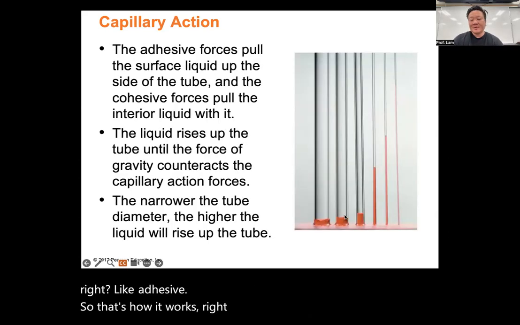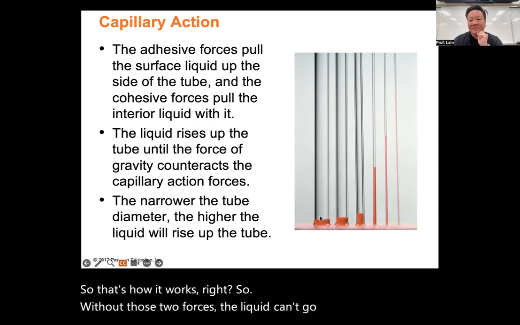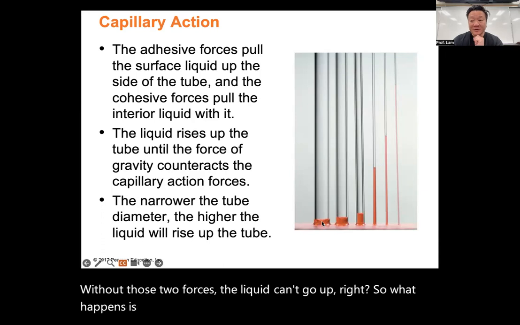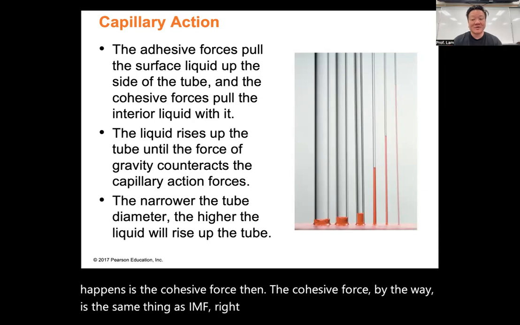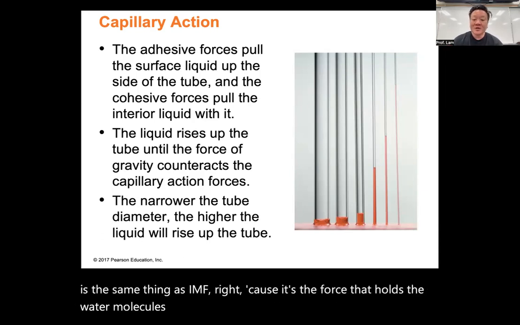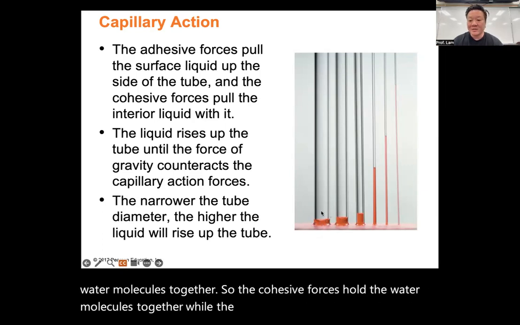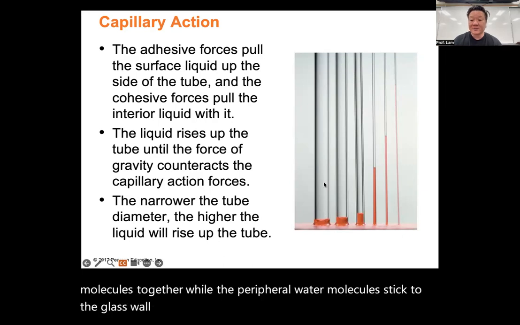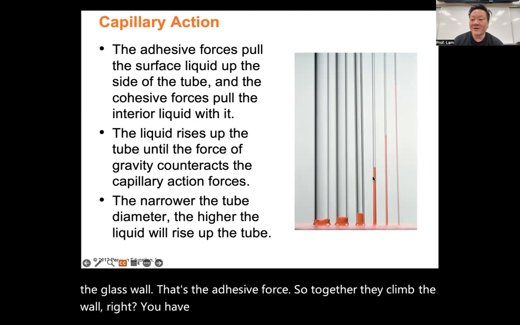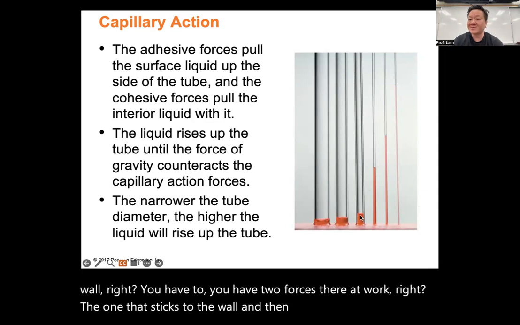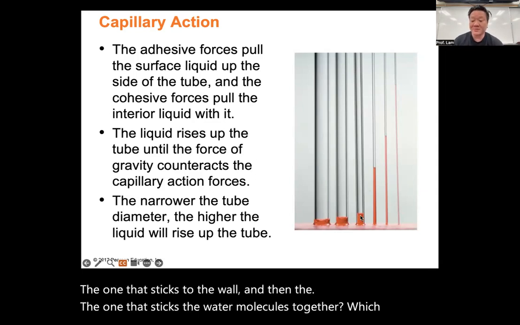So without those two forces, the liquid can't go up, right? So what happens is the cohesive force, and the cohesive force, by the way, is the same thing as IMF, right? Because it's the force that holds the water molecules together. So the cohesive forces hold the water molecules together, while the peripheral water molecules stick to the glass wall. That's the adhesive force. So together, they climb the wall, right? You have two forces at work: the one that sticks to the wall, and the one that sticks the water molecules together, which is the hydrogen bonds, right?